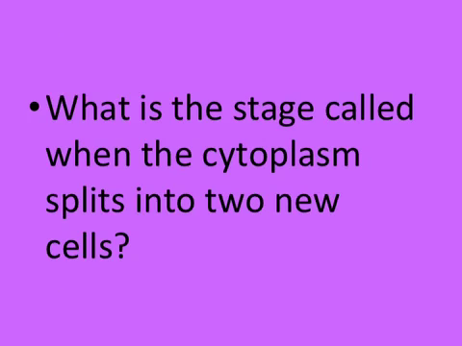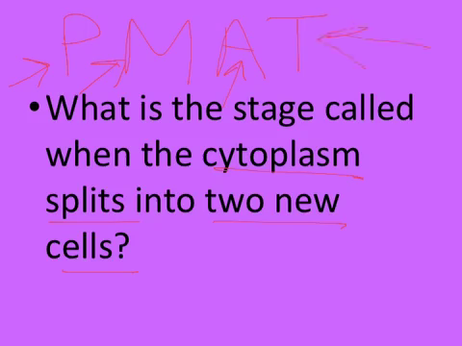What is the stage called when the cytoplasm splits into 2 new cells? Which stage? All right, we know it can't be prophase because that's when it's just starting, right? We know it can't be metaphase because that's when they're lined up in the middle. We know it can't be anaphase because that's when they're being pulled to either side. So all we have left is telophase. Telophase is the stage when the cytoplasm splits into two new cells.